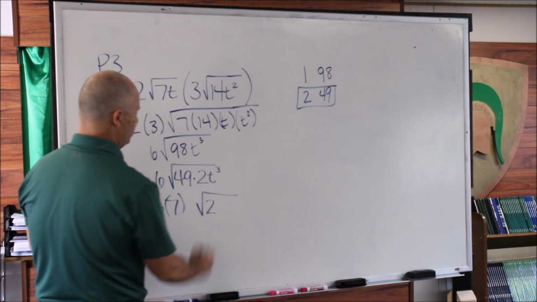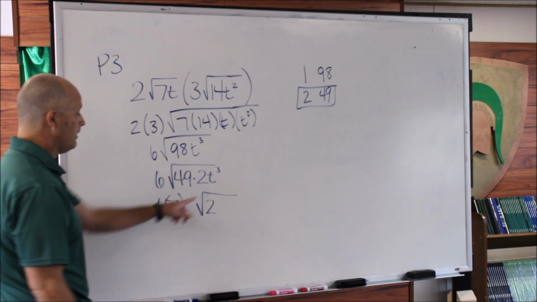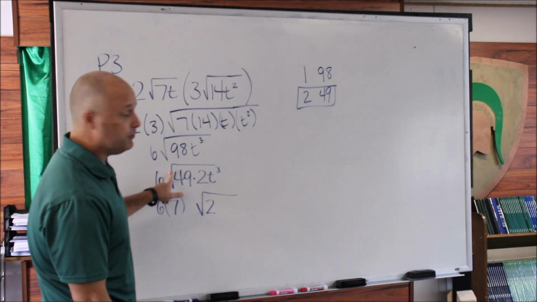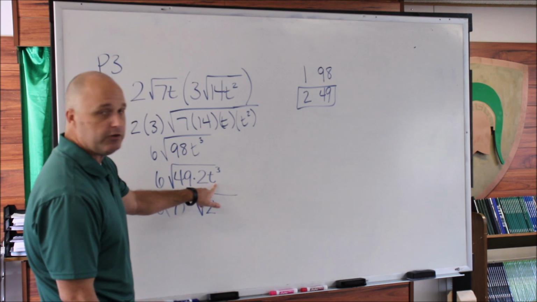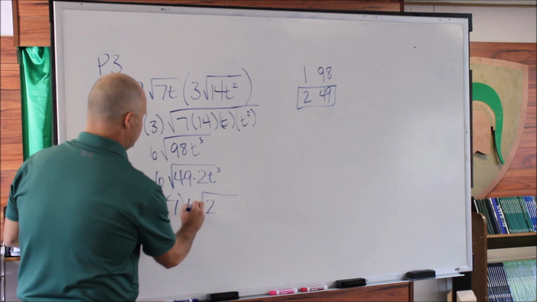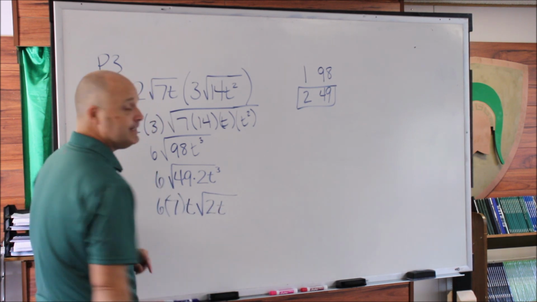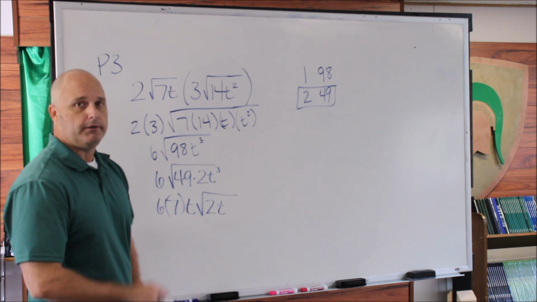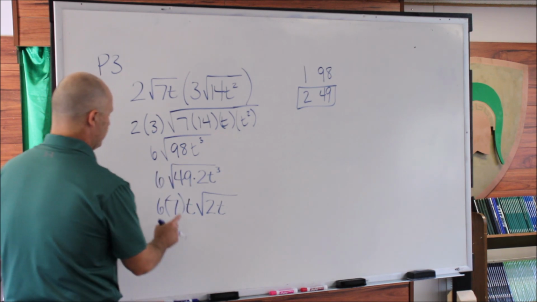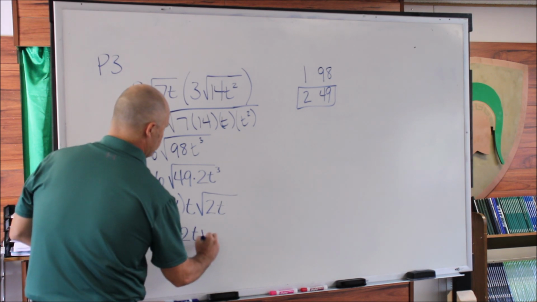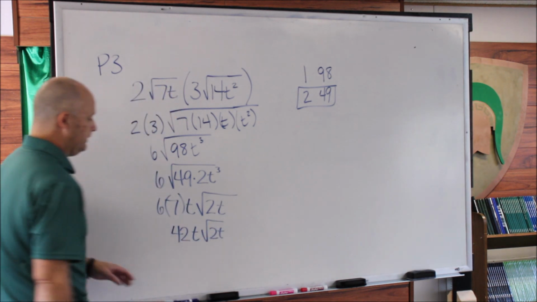I'm going to go ahead and put the 2 in because I know that that 2 is not going to be coming out. The square root, again, has an index of 2. 2 goes into t cubed one time with 1 left over. So that means I pull 1t out and leave 1t in. So again, remember, your quotient is how many come out, your remainder is how many stay in. 6 times 7 is 42. T square root of 2t, and that's going to be your solution.